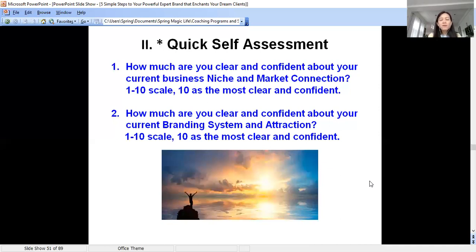Self-assessment number 2 is, how clear and confident are you about your current branding system and attraction? Again, 1 to 10, 10 as the most clear and confident. So how about your system? Many of us may not even have a system, or maybe a scattered system, with pieces here and there. Can you really call that a branding system that can consistently and strategically bring you to your ideal audience and your clients? So give me an honest number.